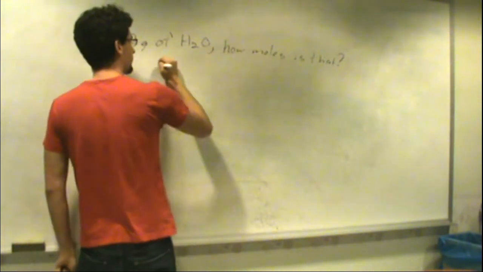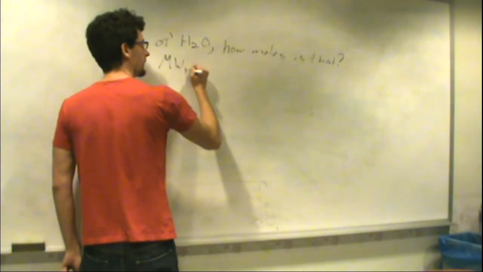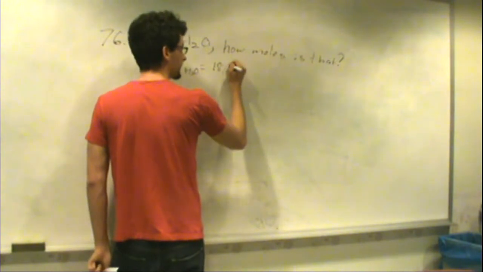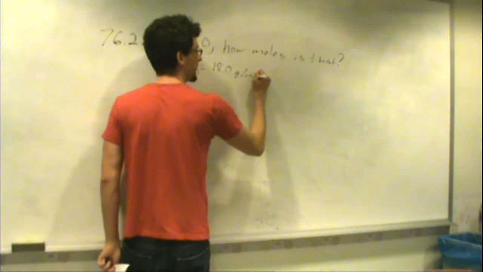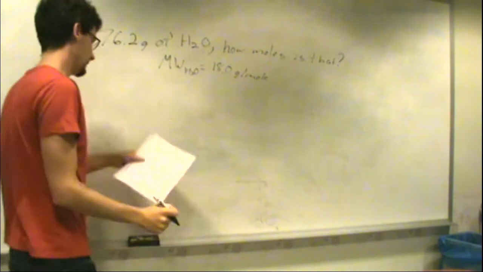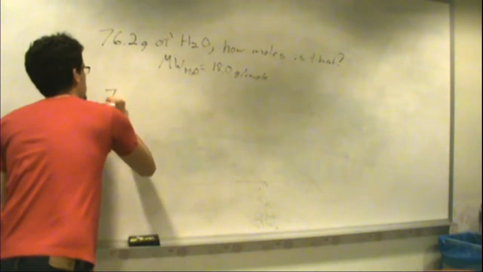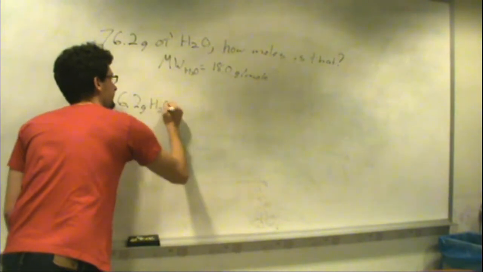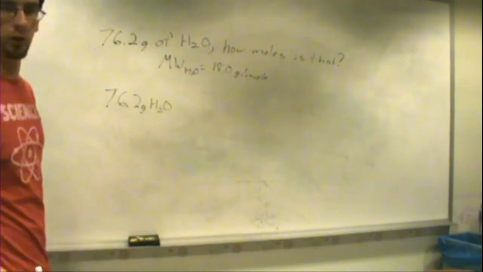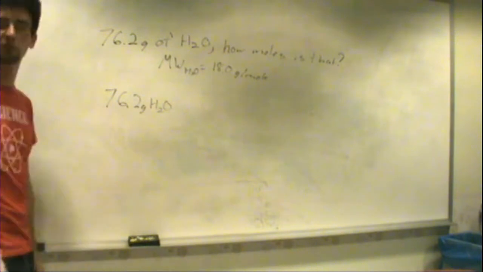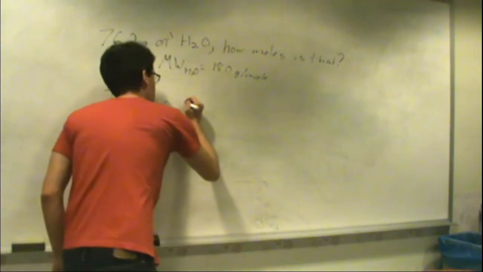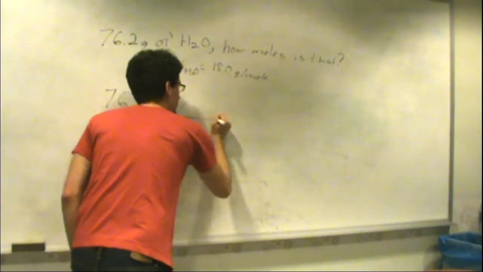So we also know that the molecular weight of H2O is 18, we're just going to say 18.0 grams per mole. All right, so we have 76.2 grams of H2O, and we want to figure out how many moles there are in 76 grams of H2O. So we can use our simple conversion of molecular weight.